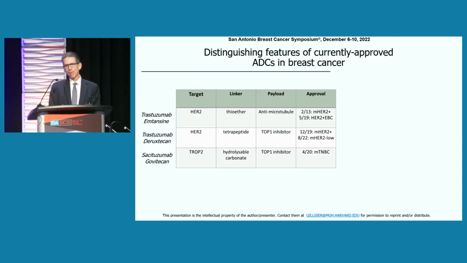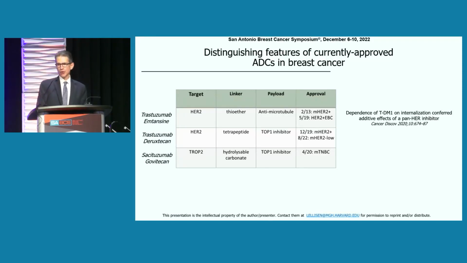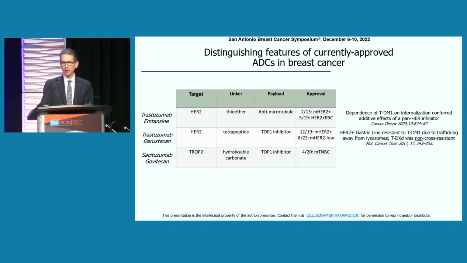TDM1, as we said, with a very stable linker. You see the approval there and the mechanism. We know that dependence on internalization, additive effects of a pan-HER2 inhibitor, which increased internalization, seem to be quite prominent for TDM1 because so much of the effect was related to internalization per se. The contrast with deruxtecan, as we said, because of the less stable linker.